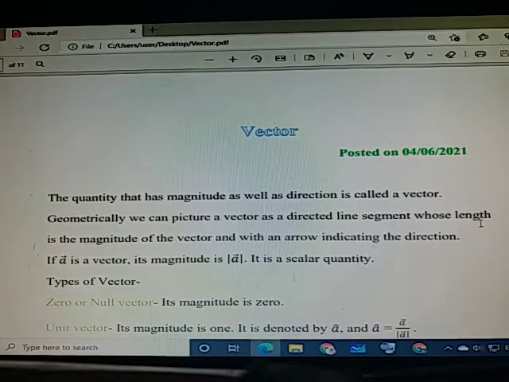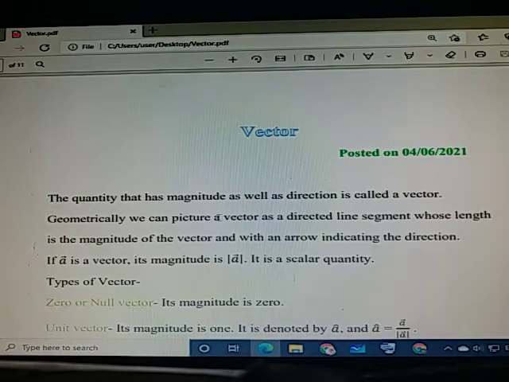So this class is for vectors. A vector is defined like this. In physics, you have vectors. In mechanics, everything in physics has to do with vectors. A vector is a quantity that has magnitude as well as direction.